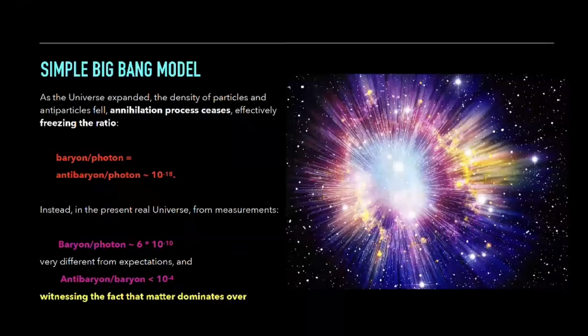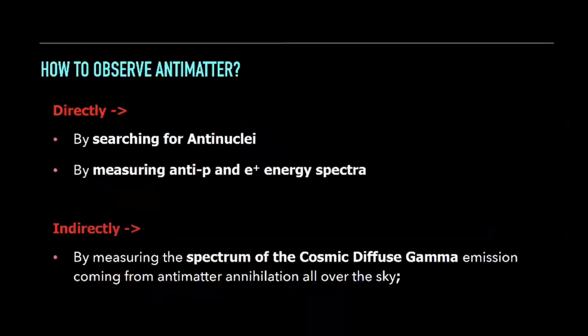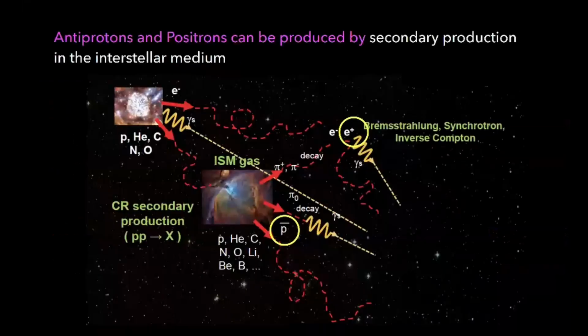How do we observe it? We search in cosmic rays for antinuclei or antiprotons or positrons directly. This is what I will mostly talk about, because I'm not talking about gamma rays, which are also capable of searching for antimatter. Antimatter is indeed present in cosmic rays, but just as a secondary production of interaction of normal matter in the interstellar medium. So we see antimatter, but this is not enough with respect to what we expect.